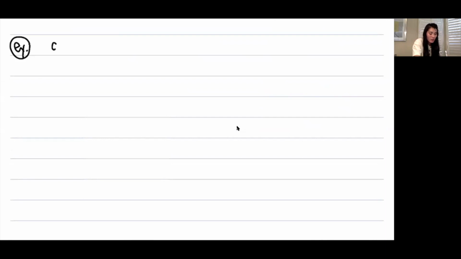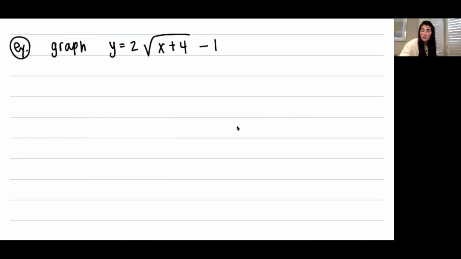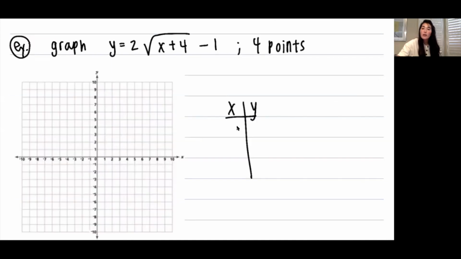Graph for me, y is equal to 2 times the square root of x plus 4. And then let's do minus 1 here. So we can see what all the different changes to the graph are. All right, so go ahead and start. See if you can find out what that starting point is, and then see if you can get that curved shape.